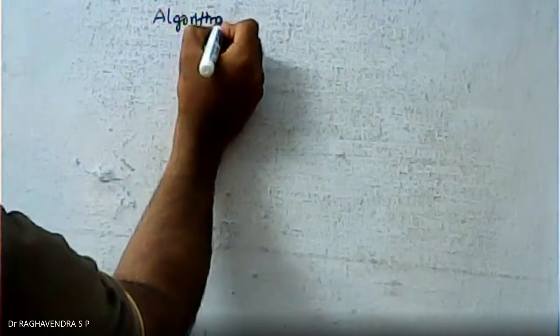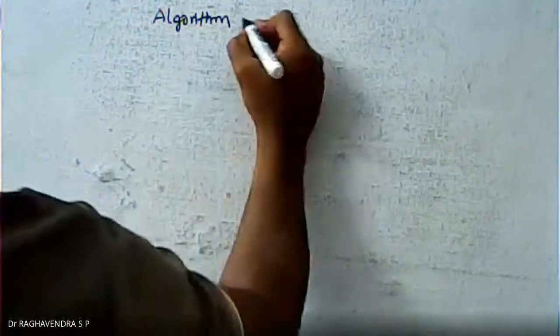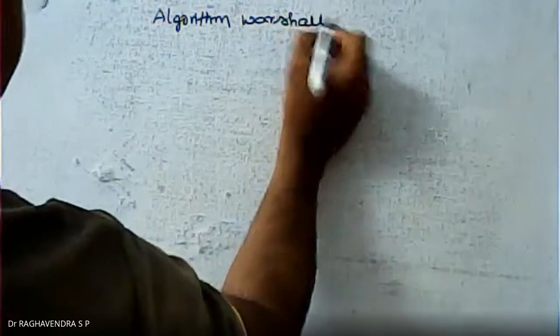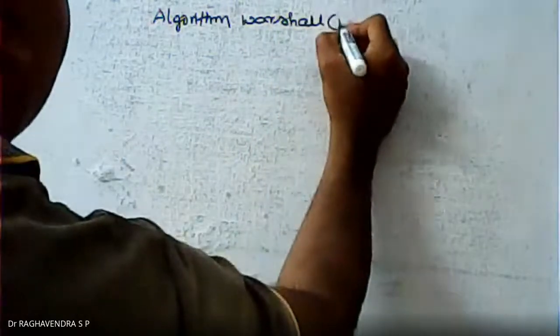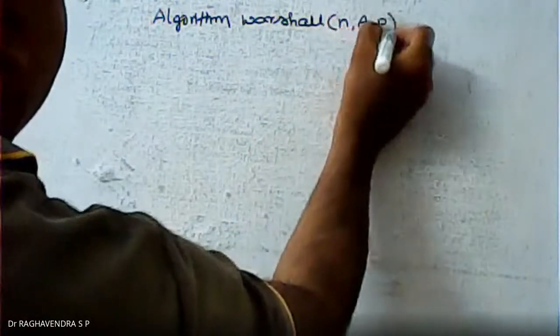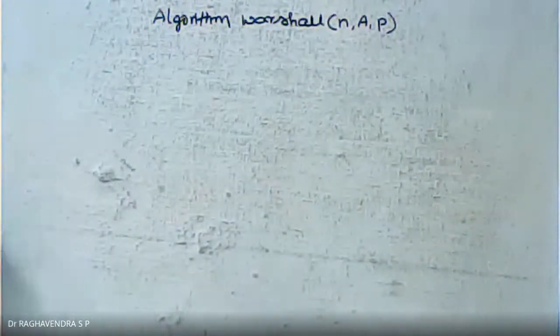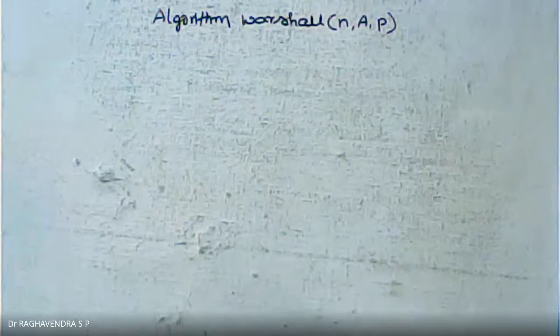Warshall, L comma A comma P. So here A means adjacency matrix. I have already taught you about the adjacency matrix.